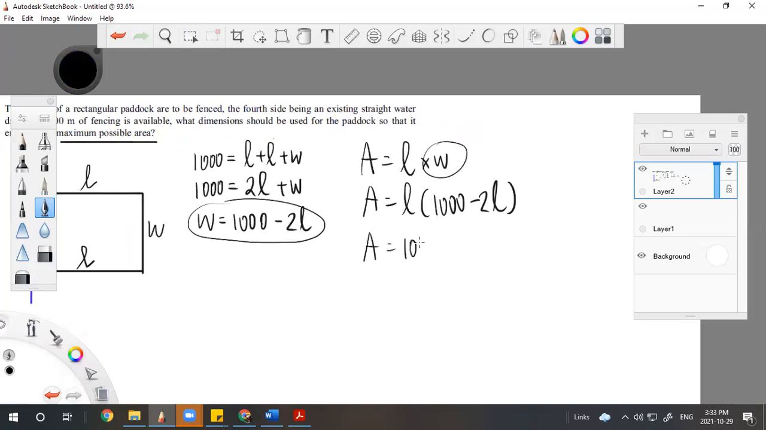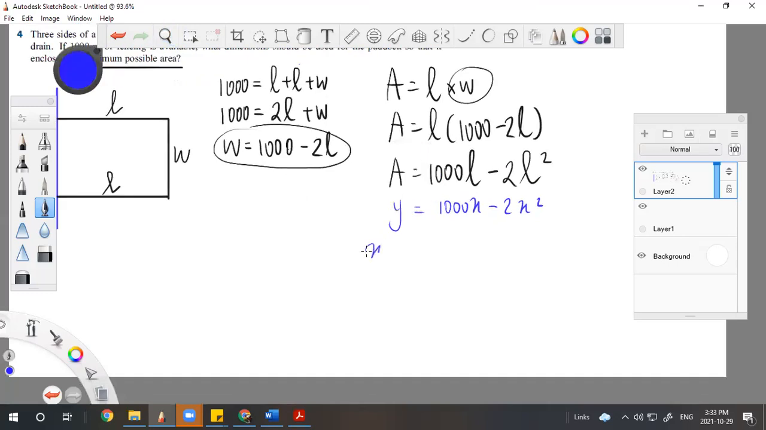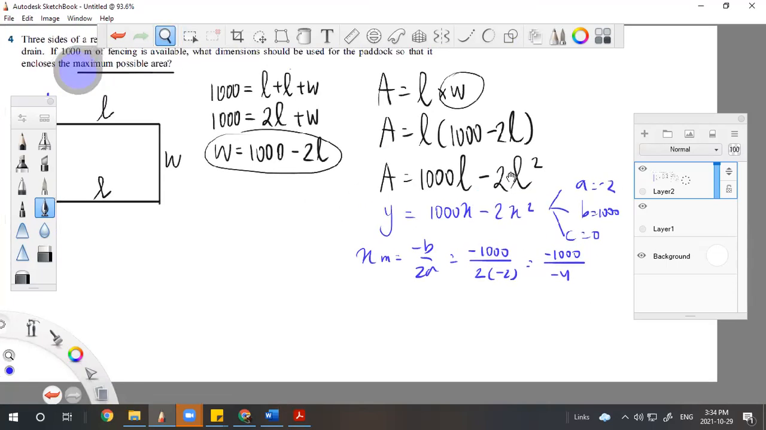So area equals 1,000L minus 2L squared, right? If you want to maximize the area, again, you can think of this as y equals 1,000x minus 2x squared. That's the easiest way to do it because we learn x, y, not A and L. A and L are only symbols. So x maximum equals negative b over 2a. Here a equals negative 2, b equals 1,000, c equals 0, right? So negative 1,000 over 2 times negative 2, which is negative 1,000 over negative 4, so it is 250.